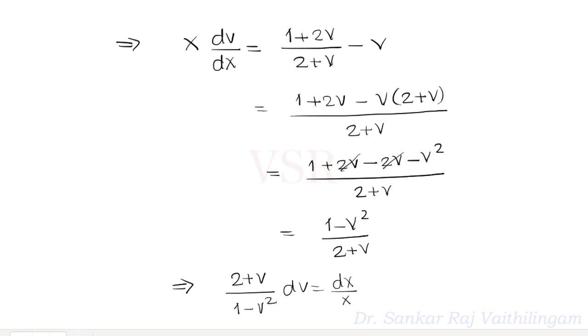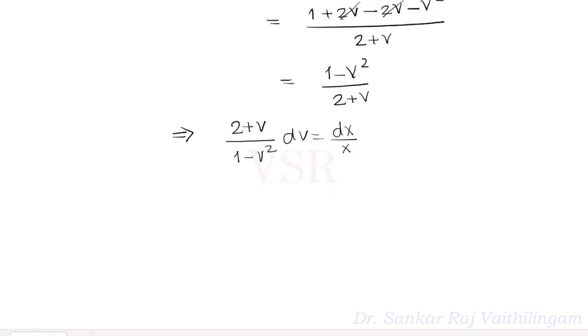Okay, now let us split. Here we have a variable separable method, and we are going to solve this. But on the left-hand side we need to have a partial fraction, so we do that partial fraction part separately.